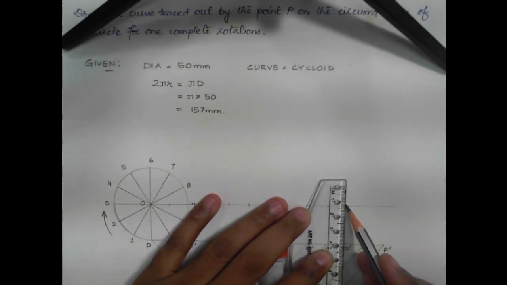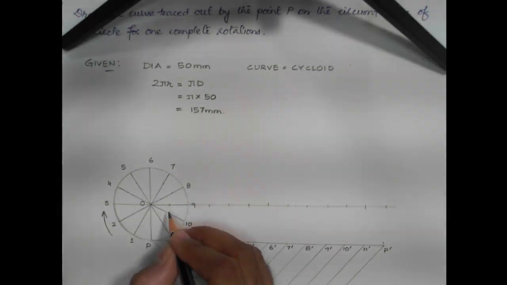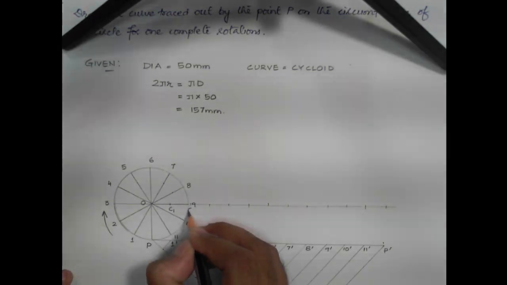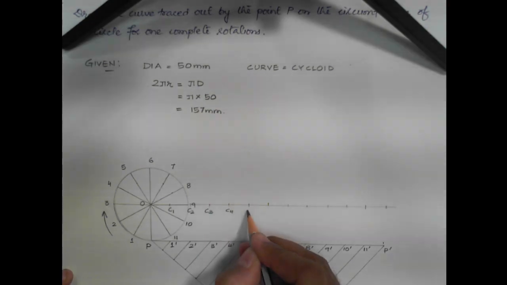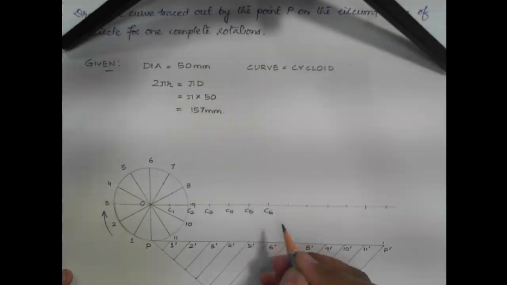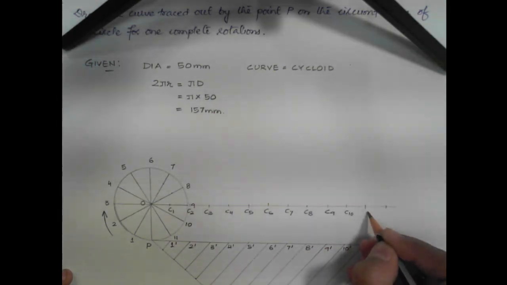You have to see that these lines are accurately made. So let us call this one point as C1, this second point as C2, C3, C4, C5, C6, C7, C8, C9, C10, C11, and finally this is C12. These are all construction lines.